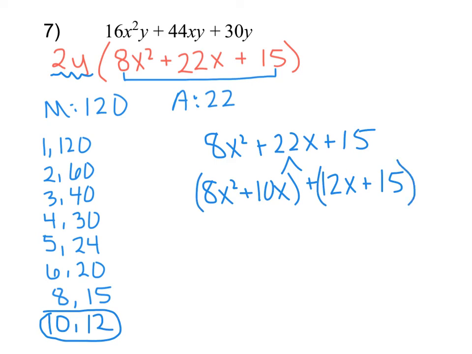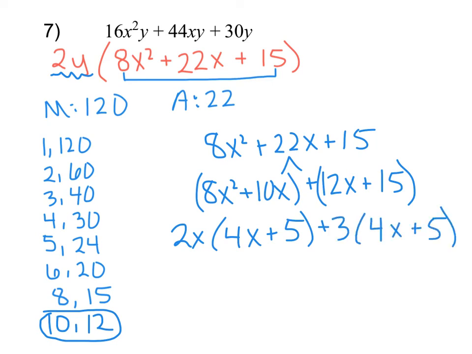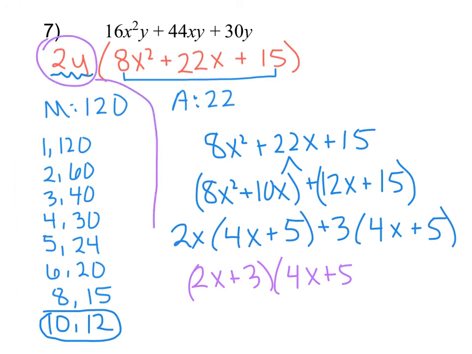So for our first term, 8x squared and 10x, we could pull out a 2x, and then we would be left with 4x plus 5. And then for the second term, 12x and 15, I can pull out a 3, and then I'd be left with 4x plus 5. And now we're going to write our answer, which is 2x plus 3 times 4x plus 5. And don't forget about that 2y from the beginning that we factored out, and we're going to write that here. And there is our final answer.